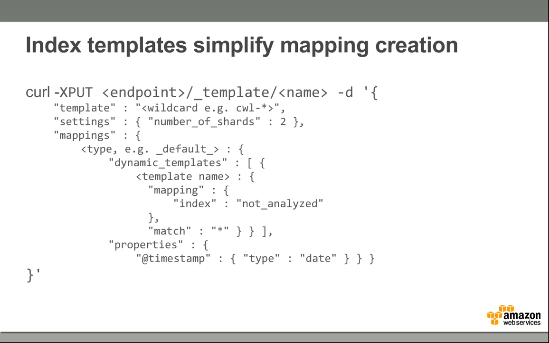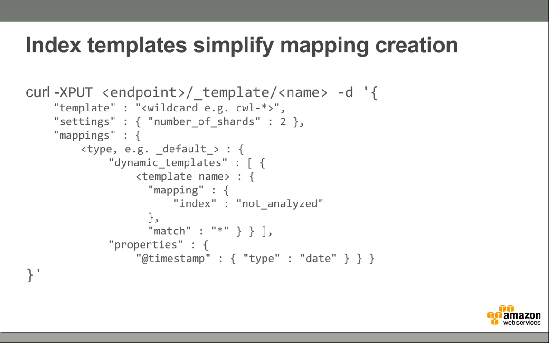I can add settings here. In particular, the number of shards is a very useful one to put in a template. That way, every index that gets created has that number of shards. And then I can set mappings. Within mappings, we're able to use what's called dynamic templates. And what I'm doing here is I'm saying match star, which is toward the bottom, and then for all of those fields that match that particular type, which is anything, set it to be not analyzed. And I can also set particular fields. So in this case, under the properties there, I've set my timestamp to be a date type.